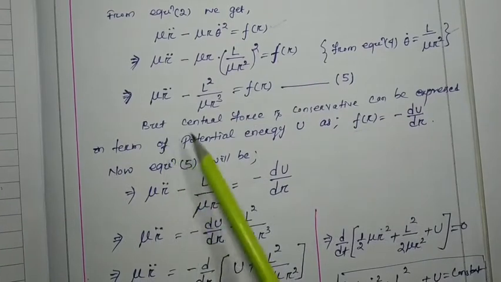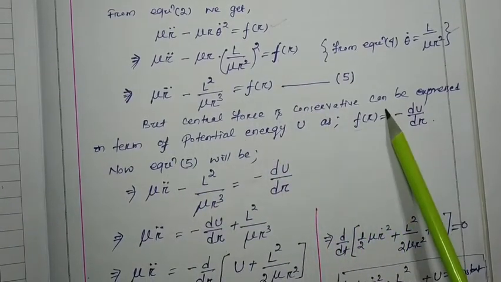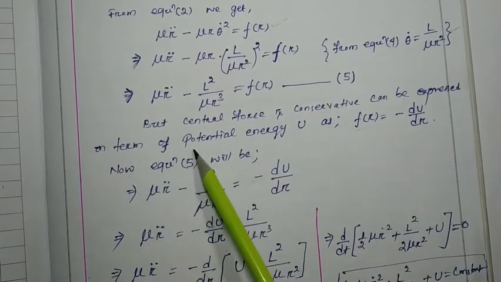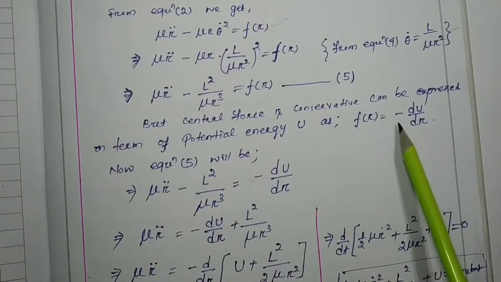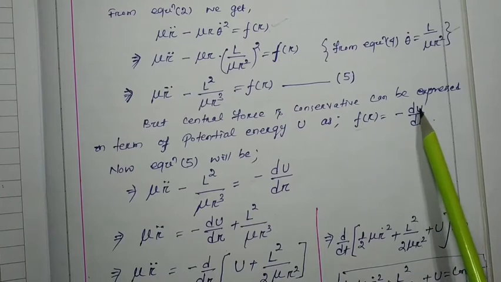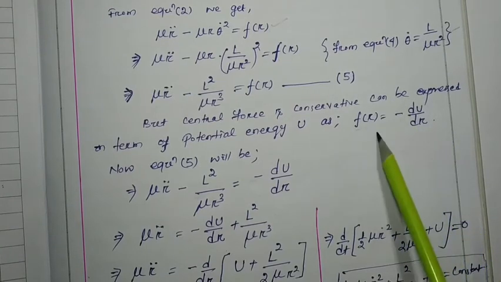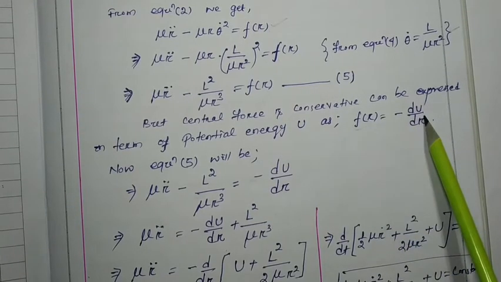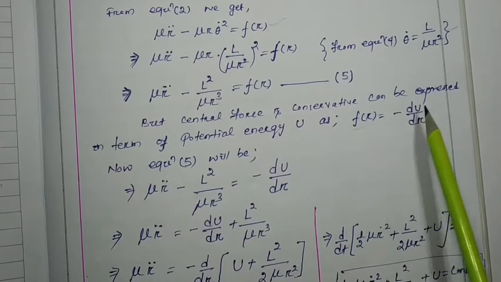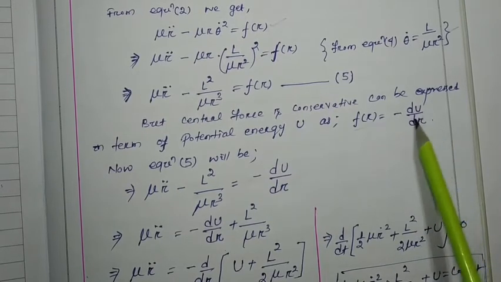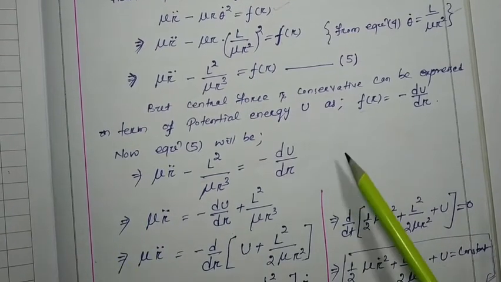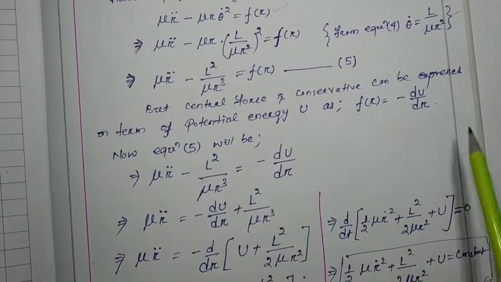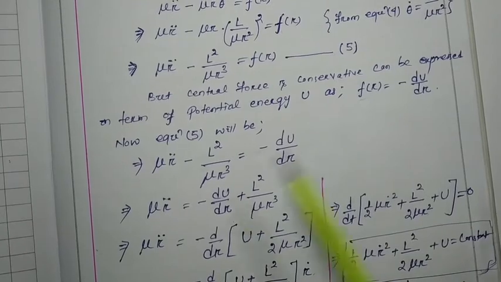Now, the central force is conservative and can be expressed in terms of potential energy as Fr equal to minus dV by dr. If a force is conservative, it can be represented by the negative gradient of the potential energy. We have already studied this in the initial classes of this unit. You can check your notes.